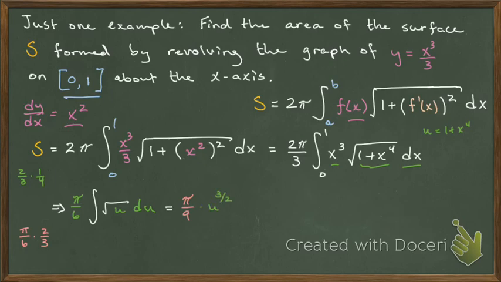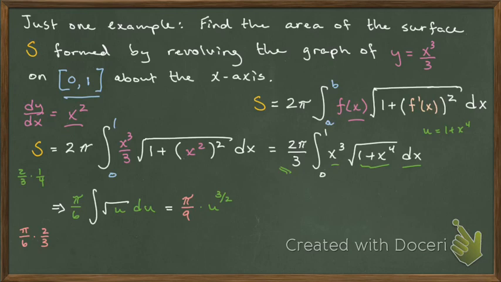Oh, I'm sorry, I misspoke before. The 2/3 comes from what's out front here already. I'm going to get another 2/3 when I integrate. I got confused. I apologize. That 2/3 when I integrate, again, here is pi over 6 times 2/3, and that simplifies to pi over 9.